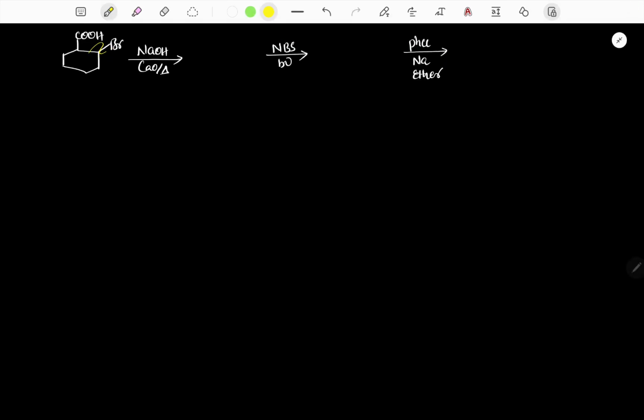Alpha, beta dibromo carboxylic acid is the reactant. It is treated with soda lime. When soda lime is treated with a carboxylic acid, this reaction is decarboxylation. So what we have to do is remove the CO2 and write down the carbanion. And this carbanion converts finally into an alkene. So in this case, the structure supports alkene formation.